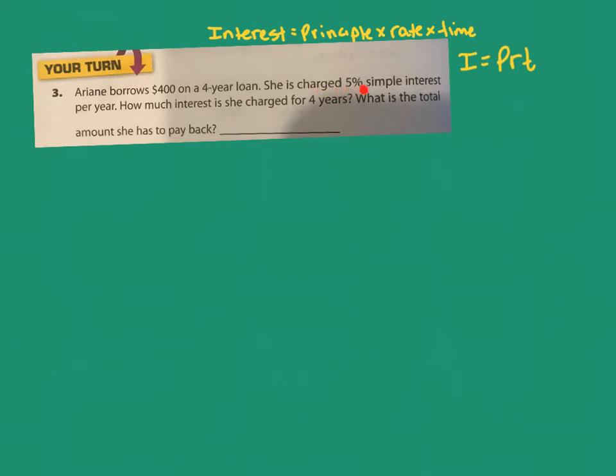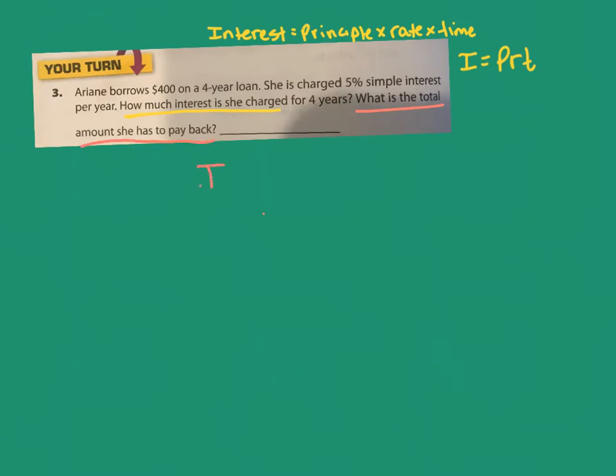Ariana borrows $400 on a 4-year loan. She is charged 5% simple interest per year. How much interest is she charged for 4 years, and what is the total amount she has to pay back? They ask me 2 questions here. So I'm going to underline both, that one and that one. What is the total amount she has to pay back?